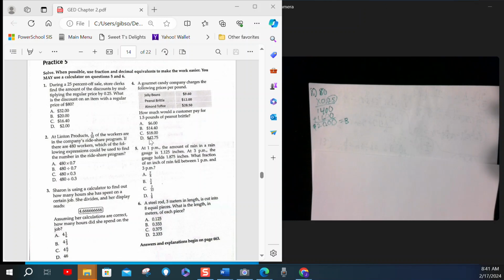We notice that this has to be multiplication because it says 3/10 of the workers. The word of means multiplication. So it's 3/10 times 480, but you notice we put the 480 first. So we have 480 times whatever 3/10 is. So that would get rid of B, that would get rid of D. So we have to see whether or not it's A or C.